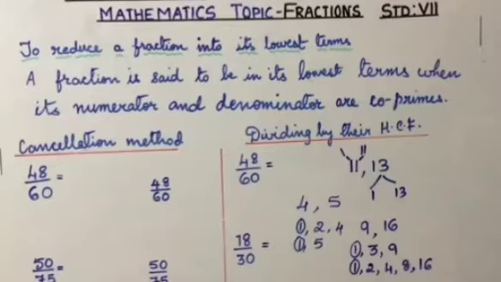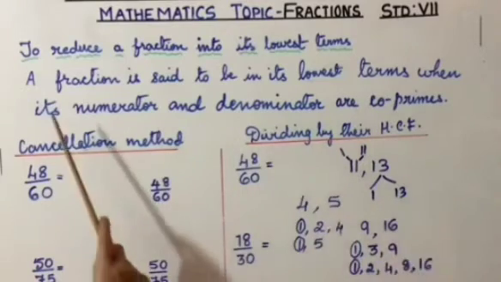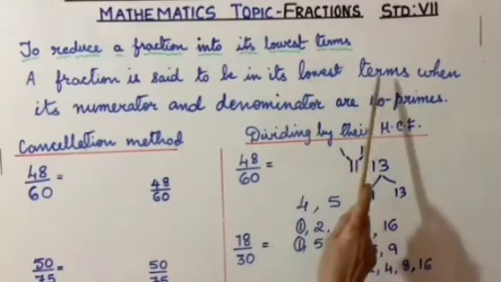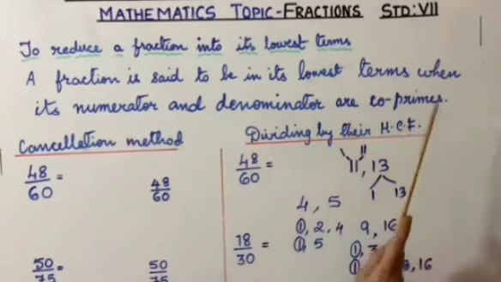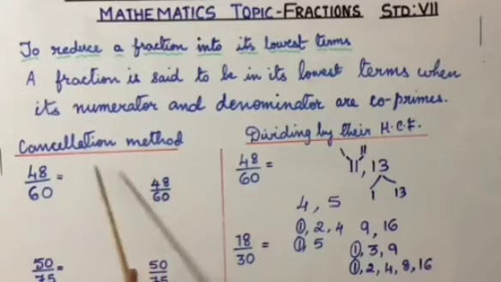Okay? So, how did we define lowest fraction? We define it as: a fraction is said to be in its lowest terms when its numerator and denominator are co-primes. So, we have two methods, children. Both we have learned last year. Let's see how to do the cancellation method. The first method is the cancellation method. How do we cancel? Think of it, you can start from the lowest factor.